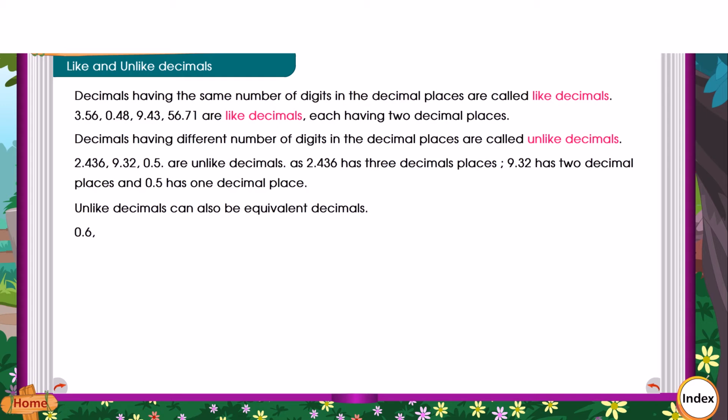0.6, 0.60, 0.600 look unlike, but they are equivalent decimals. Why?